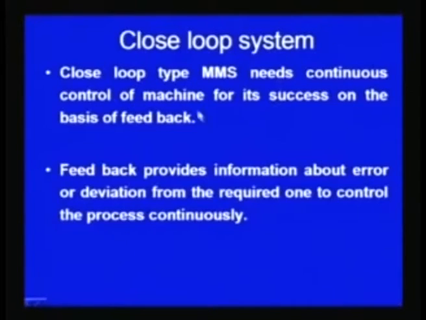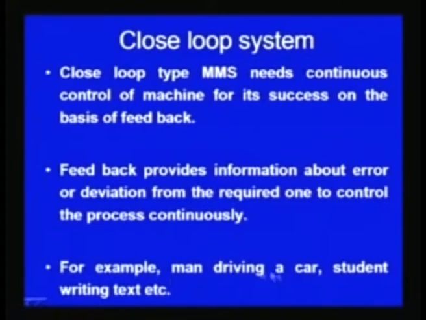So, closed loop systems are based on the feedback, and based on the feedback the corrective actions are taken continuously by the operator for the success of the operation. Here in this example I have given the man driving a car or a student writing the text. For writing also the student or the teacher has to continuously control the movement of the pen during the writing. So, for writing perfectly as per requirement, the movement of the pen is to be controlled continuously.